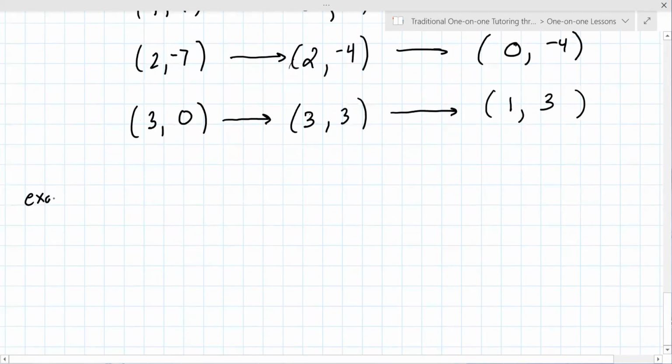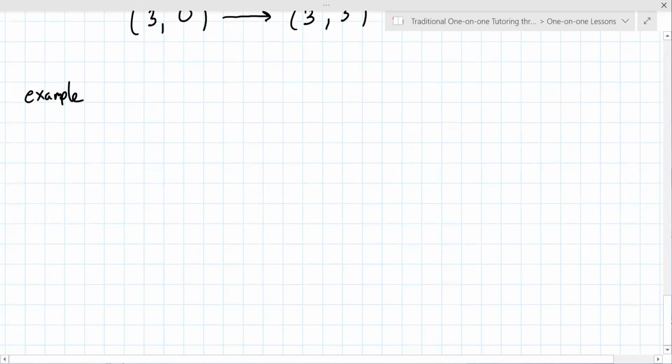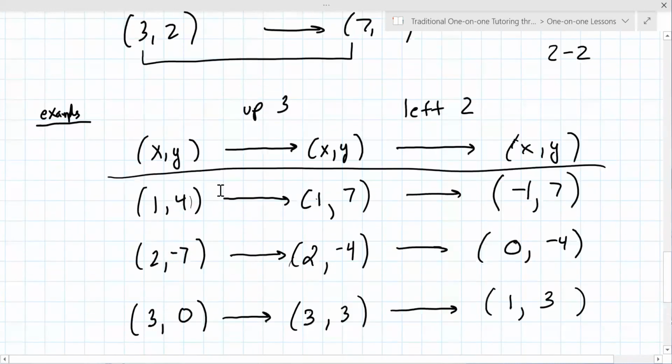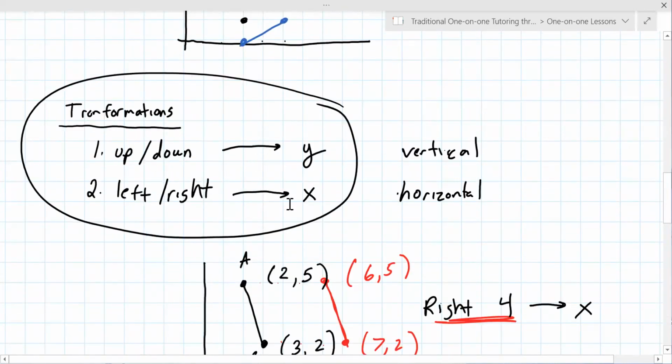Let's try another example. Let me give you some ordered pairs, X comma Y: (-5, -2), (-3, 4), and (2, -6). The first thing I want us to do is to go down 3. Does down affect the X or the Y values? Y values. That's right. Up and down is Y, left and right is X.